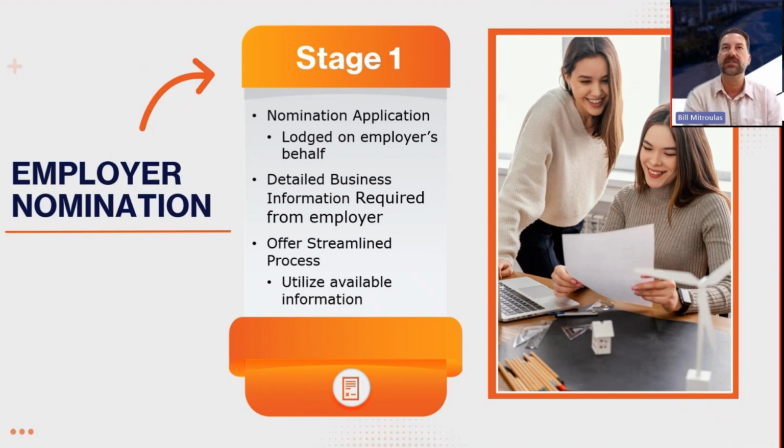So the first application is lodged on behalf of your employer, which is a nomination application. This typically will entail various submissions about details of the business, also genuineness, so basically financial reports. So basically we evidence that the business has the capacity to pay the nominated salary for the next 2 years, right? It also obviously offers a streamlined process, and we also utilise available information as required.